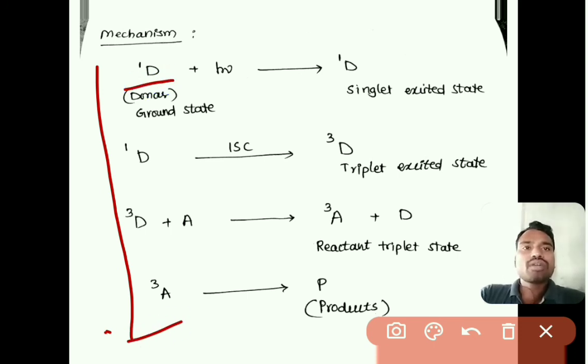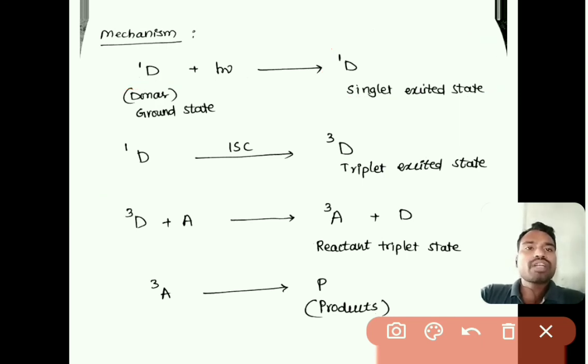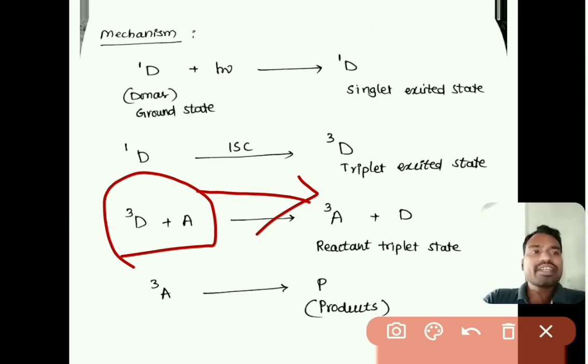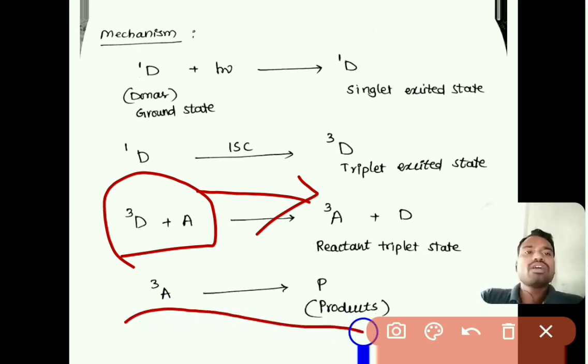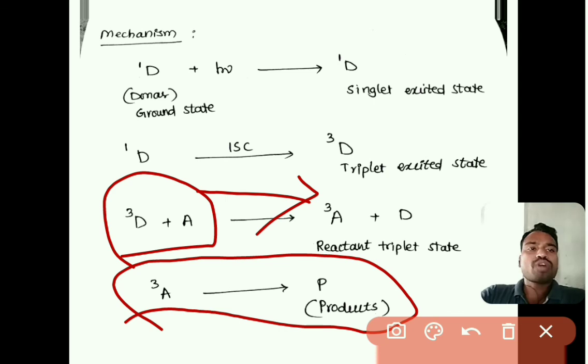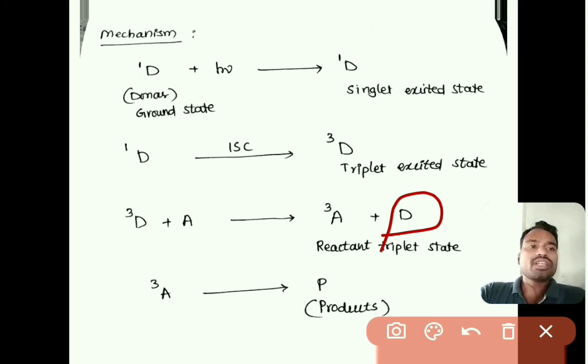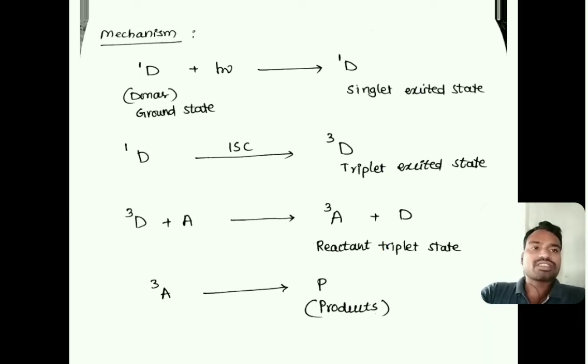Here the donor in the triplet excited state transfers the energy to the acceptor, the reactant molecule, so that the reactant molecule goes to the triplet excited state. That triplet excited state reactant molecule undergoes reaction and forms product. So right here D is absorbing the energy and giving it to the reactant molecule. That's the role of the photosensitizer in photosensitization reactions.